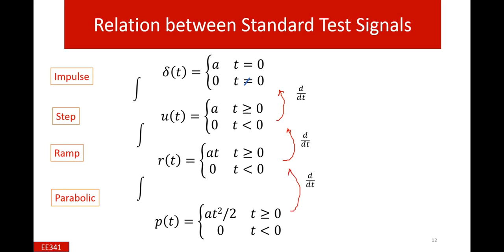So this is the relationship in the time domain, and these relations also exist in the Laplace domain, which we use in this chapter, which is steady state error. Let's see how we will use it.